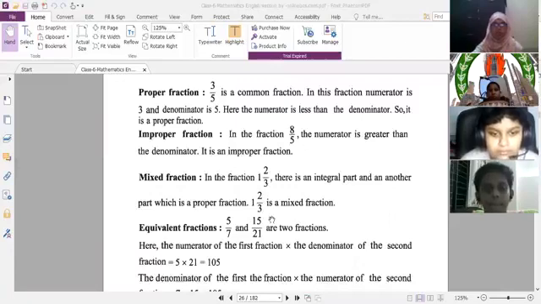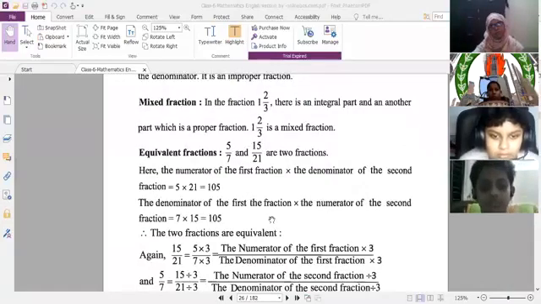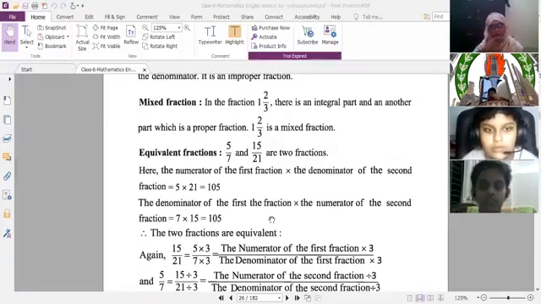Now we see equivalent fractions. Here 5 by 7 and 15 by 21 are two fractions. Generally, we can solve it: for 15 and 21, 3 is the common factor. So 15 by 3 is equal to 5 and 21 by 3 is equal to 7. So 5 by 7 and 15 by 21 are equal. So they are equivalent fractions.